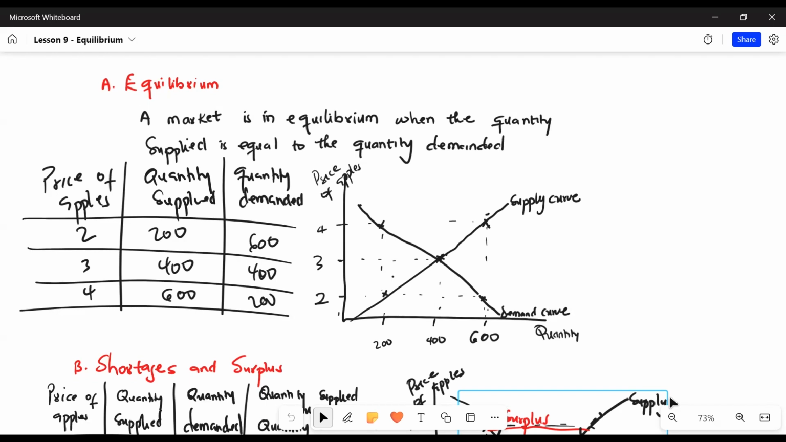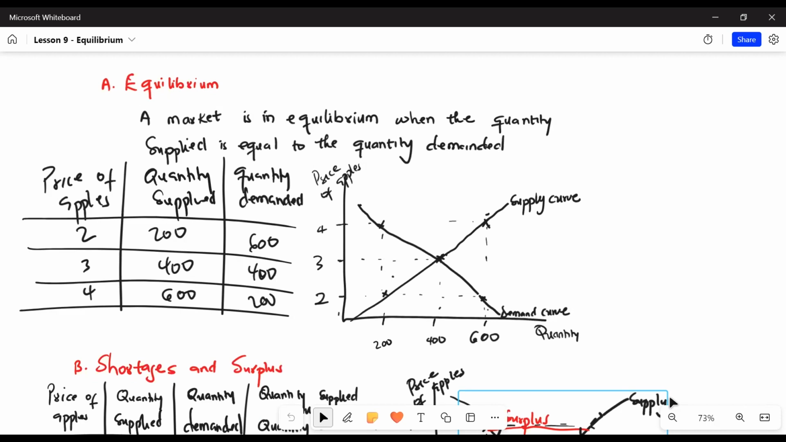A market is in equilibrium when the quantity supplied is equal to the quantity demanded. In equilibrium, every seller who wants to sell an item at the current price can find a buyer, and every buyer who wants to buy at the current price can find a willing seller. There's only one price at which the quantity supplied is equal to the quantity demanded. This is referred to as the equilibrium price. The resulting quantity is called the equilibrium quantity.